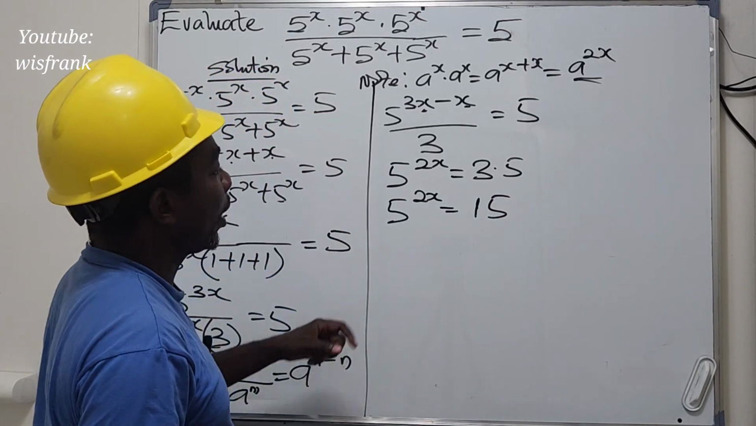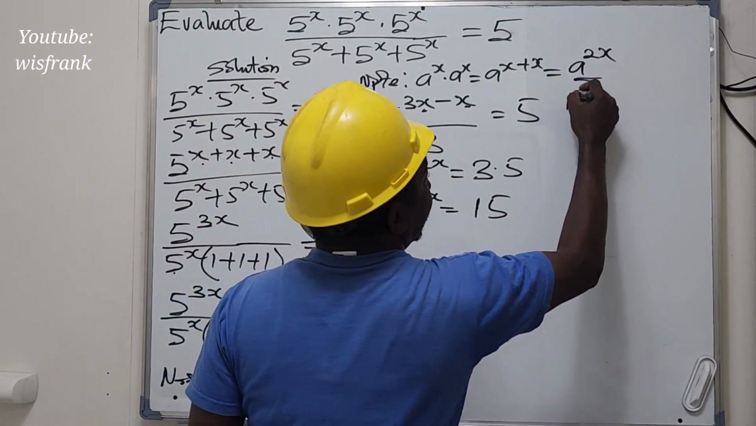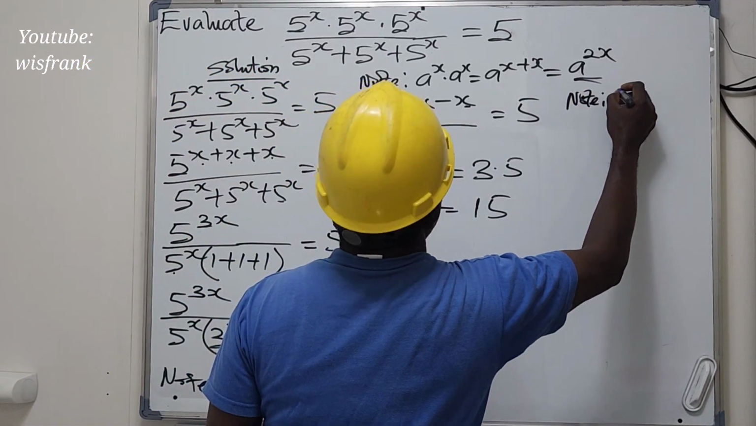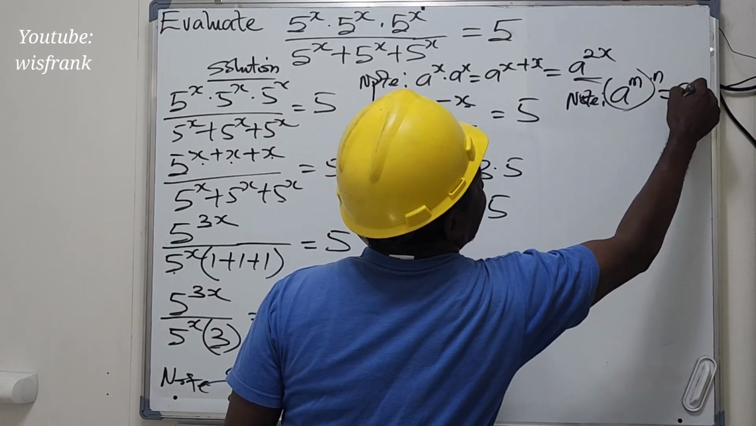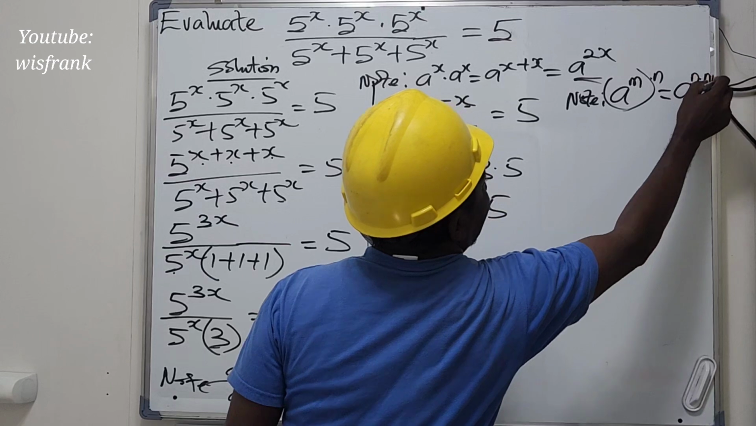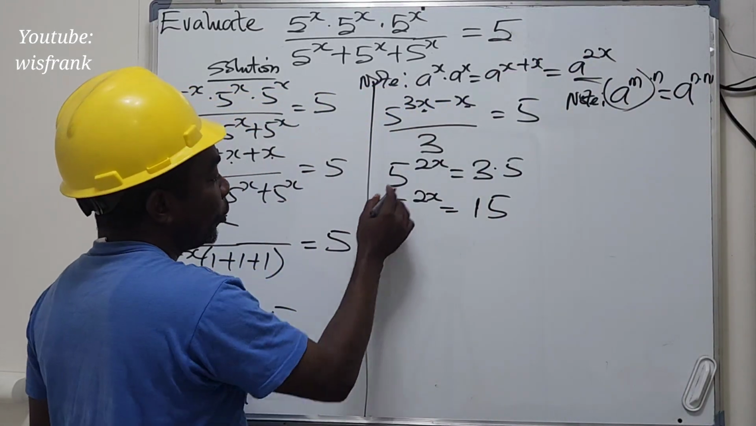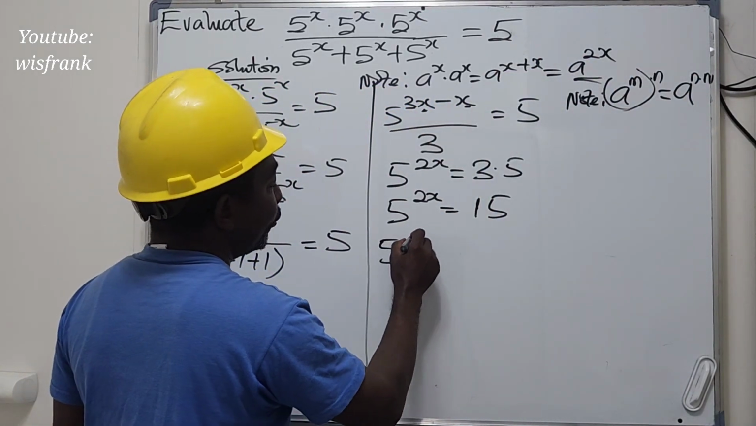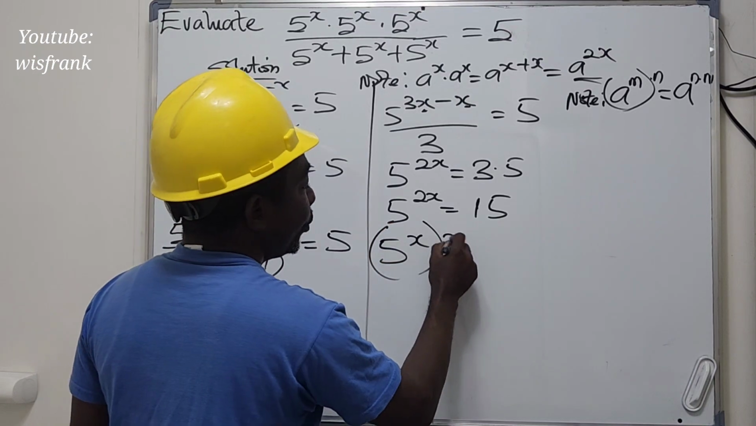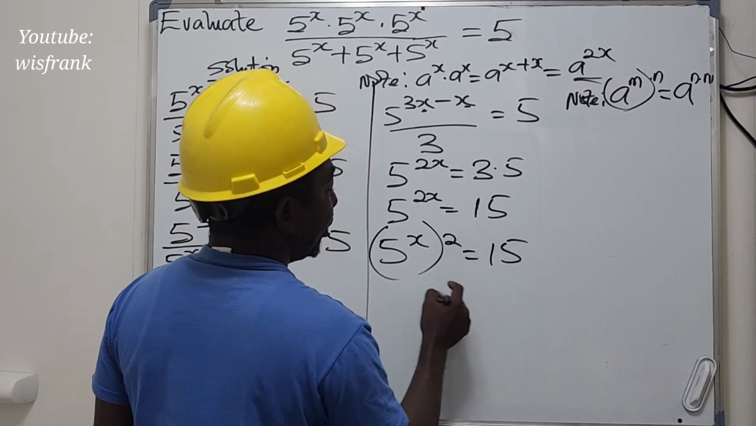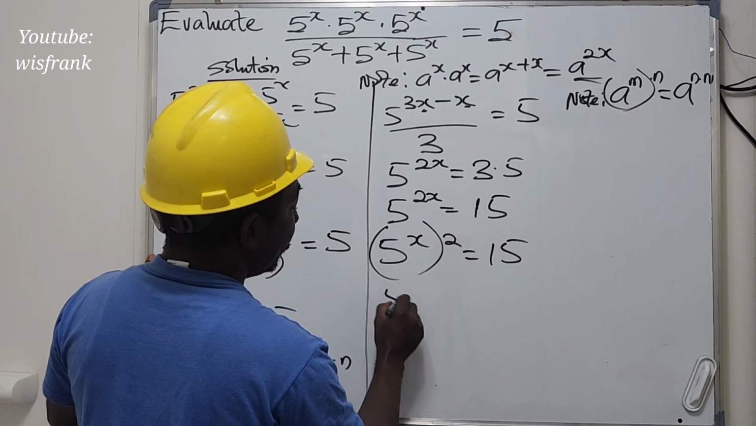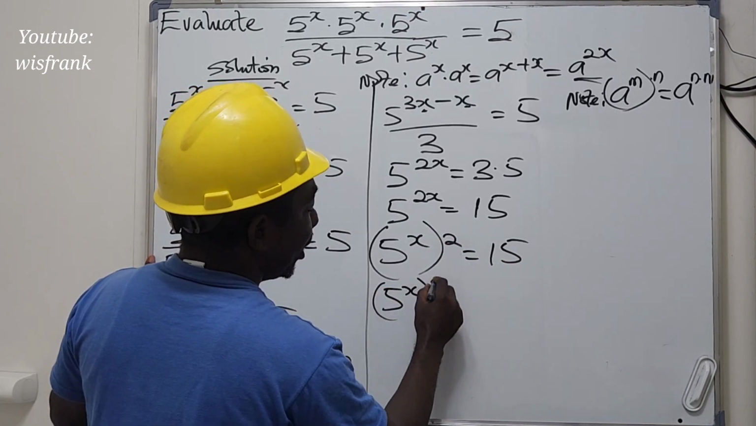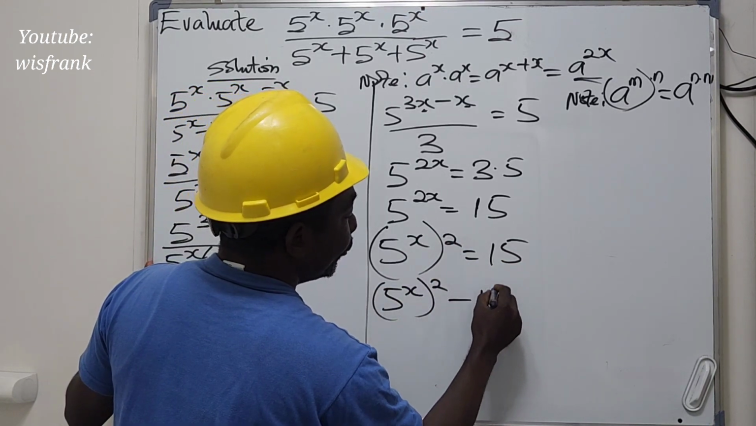So this is what we have. We recall that when we have a^m all to the power of n, it is the same thing as a^(nm). We can interchange the power. So this will become (5^x)^2 equals 15. This is the same thing as we can move this to the other side, so it becomes (5^x)^2 minus 15.